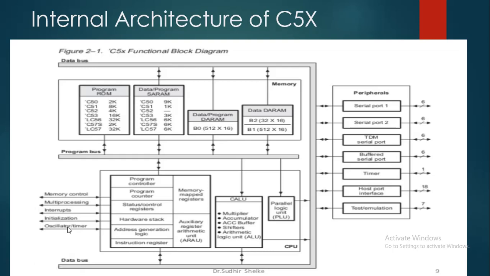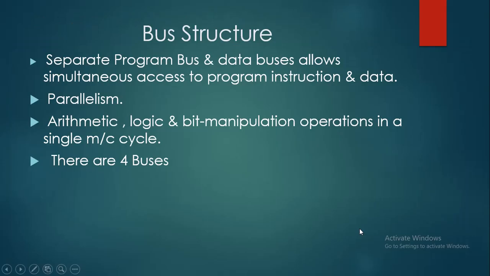And due to the operational flexibility, device speed and cost effectiveness, it is suitable for a wide range of applications. It consists of four types of buses, called data bus, program bus, and so on. With respect to that, what are the important sections? Separate program bus and data bus, which allow simultaneous access to program or instruction data. One of the important features for this is parallelism. Simultaneously, the instructions are going to be executed, with arithmetic, logic, and bit manipulation operations in a single machine cycle.